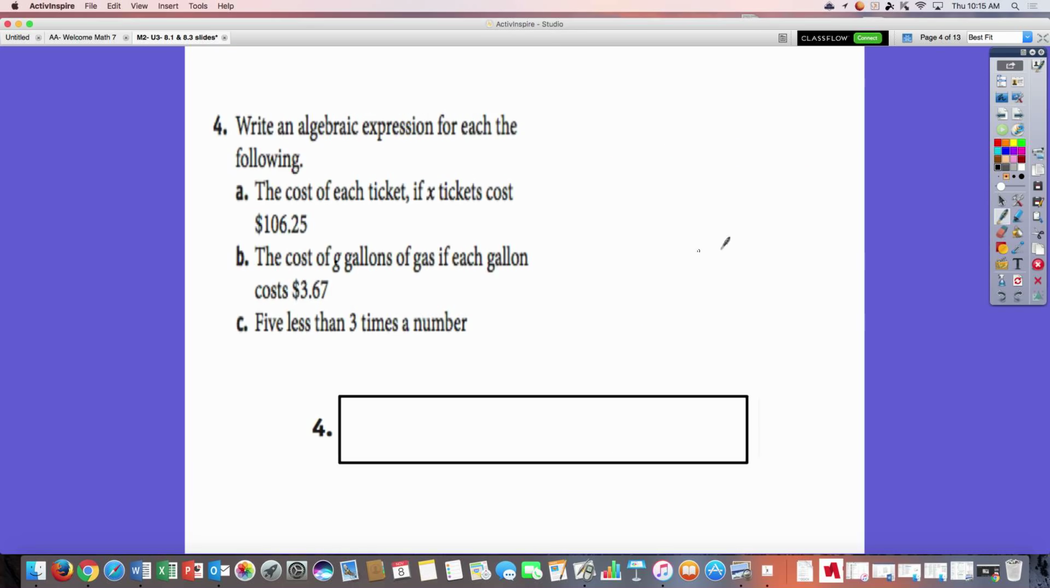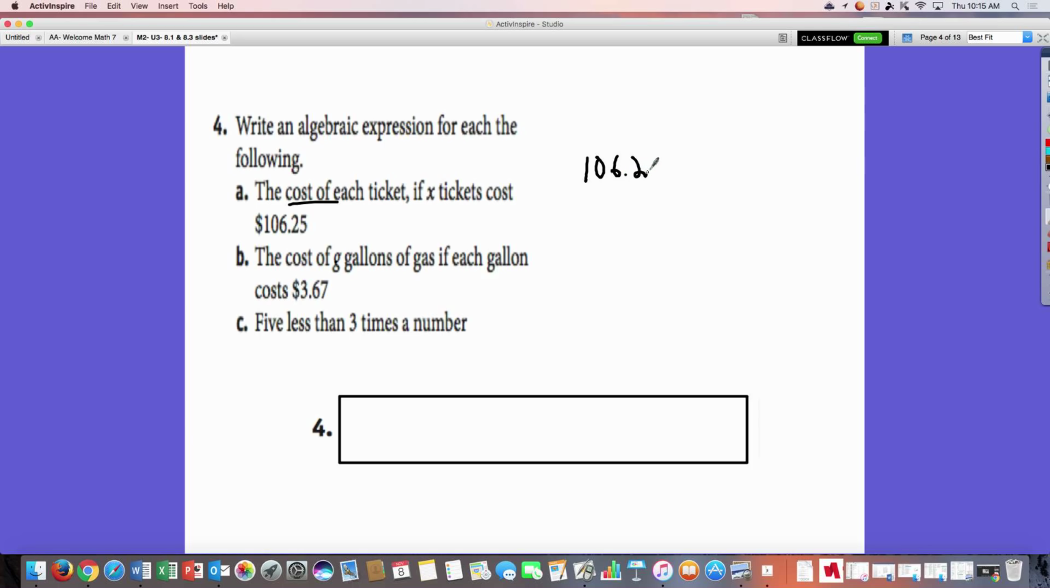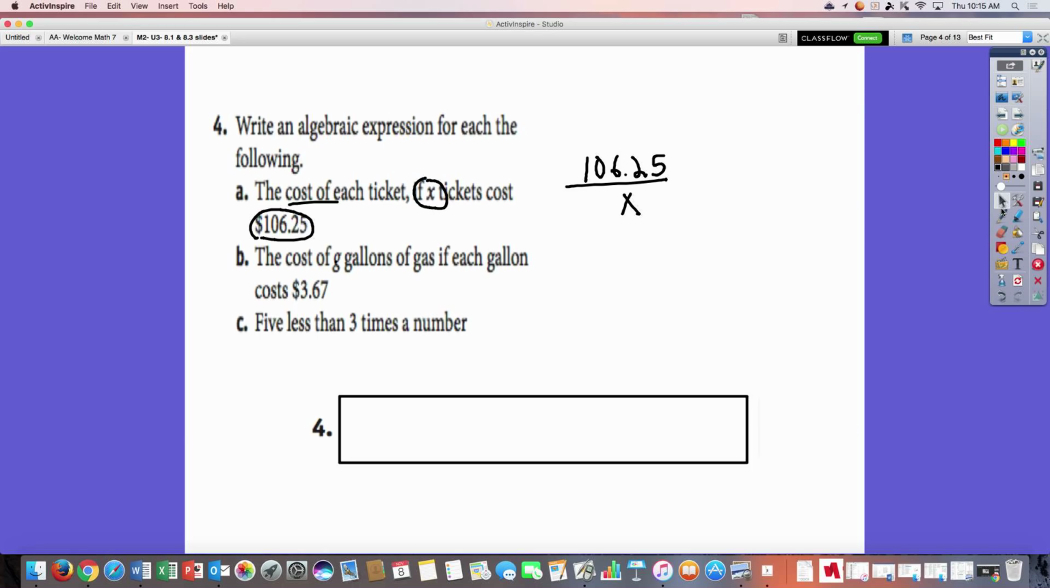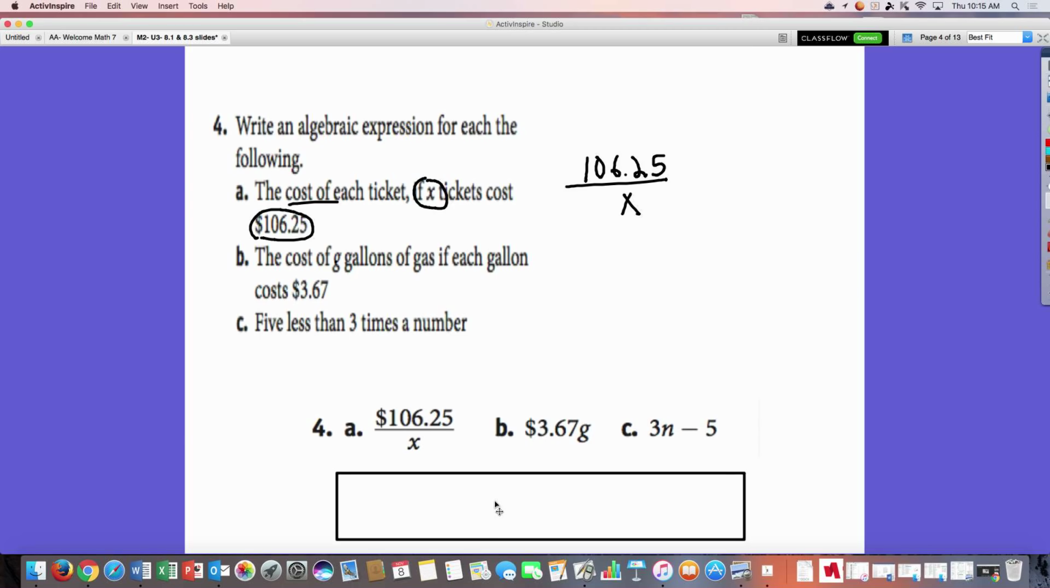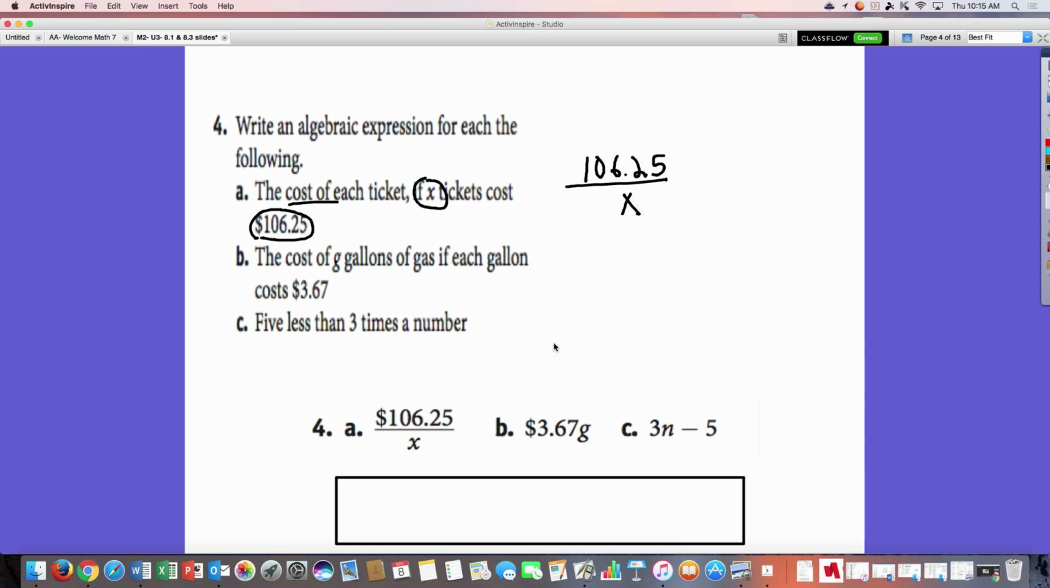All right. Write an algebraic expression. The cost of each ticket if X tickets cost a total of 106. How would I figure out how much those tickets cost? Well, what if there's 10 tickets? What if there's 5 tickets? I would just divide those, right? The total is this. We want to know how much each ticket costs if we have X tickets. What about gas? Same way. Cost of G gallons if each gallon costs this. If each one costs that, we don't know how many we're going to have. I know you got that one. And the last one, we're getting so great at these: 5 less than 3 times the number. 5 less, minus 5, 3 times the number. Hopefully you got those all correct.